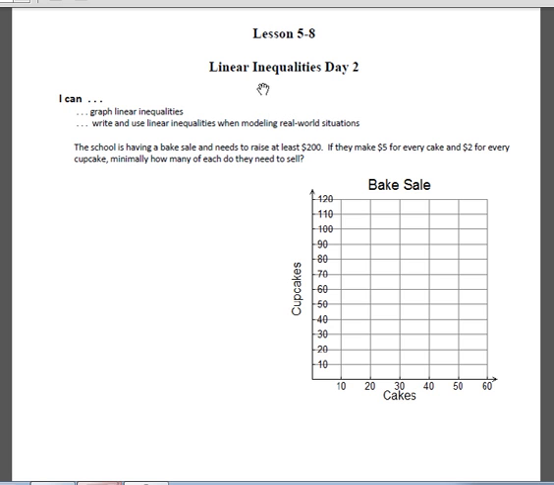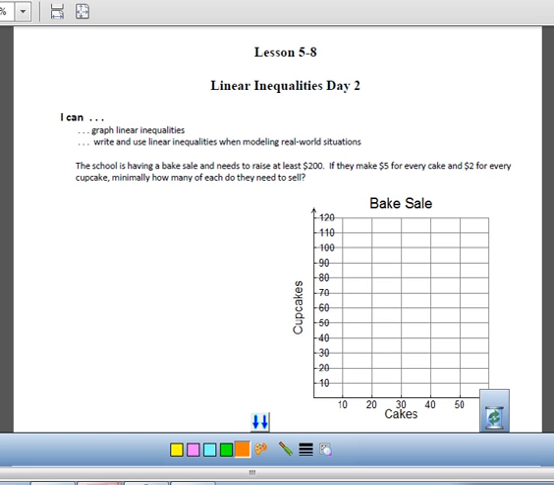This lesson is about linear inequalities, day 2. So the first lesson, 5-7, we learned about graphing linear inequalities. This lesson, we are going to be doing the second target mostly, which is write and use linear inequalities when modeling real-world situations. So, we have a real-world situation below.